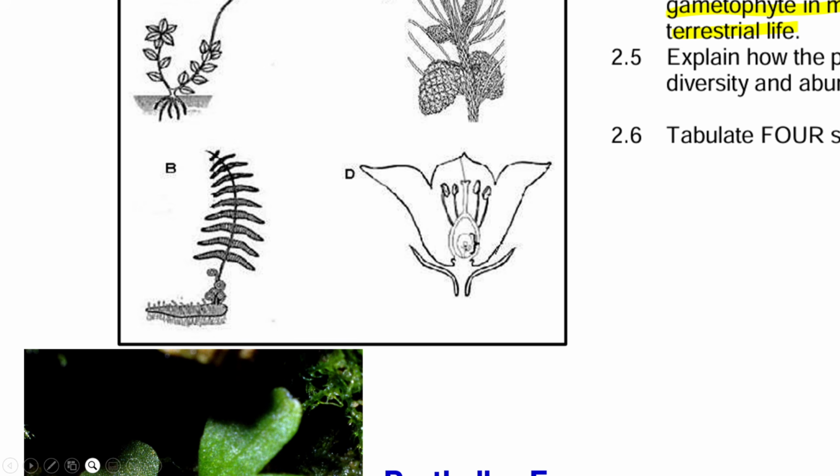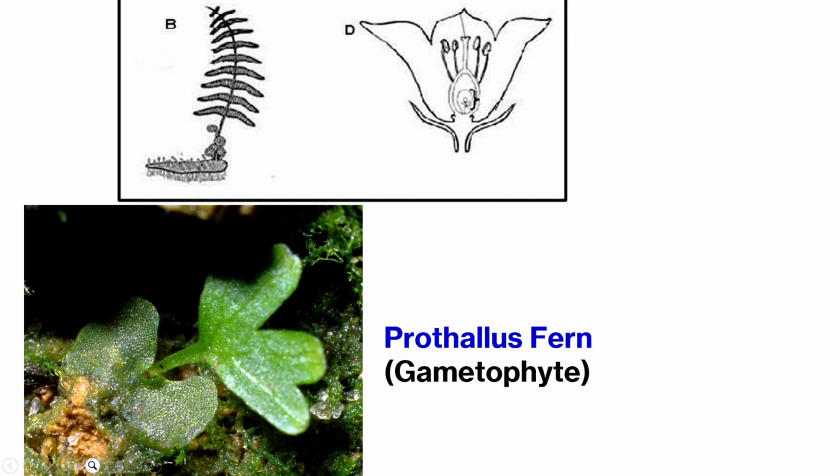Before it becomes a fern like B here, you can see that at B it's a full fern, the one that you are used to seeing out there. But before it becomes like that, it starts as a smaller fern like this. We call it a prothallus fern. If you didn't know this term, know it now. A prothallus fern is actually the gametophyte version of a fern. When you say gametophyte, it simply means that it's a small plant.